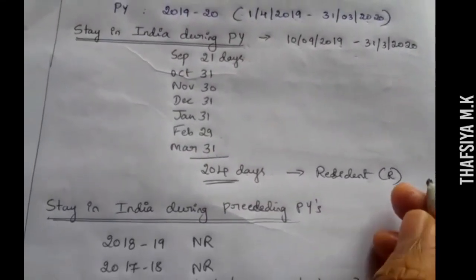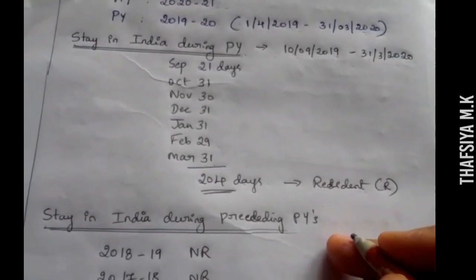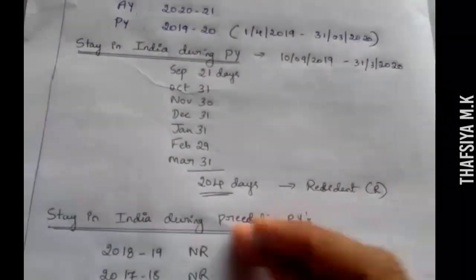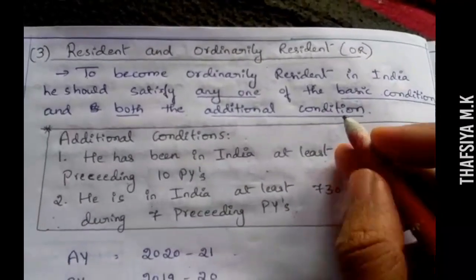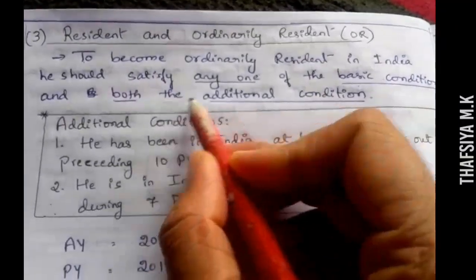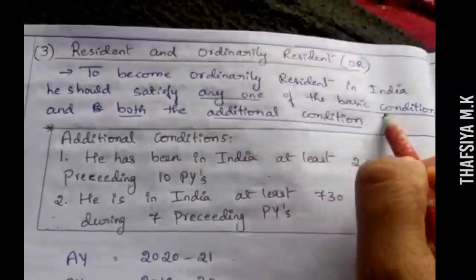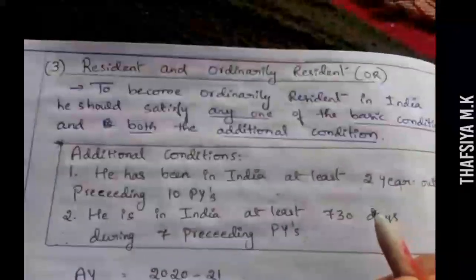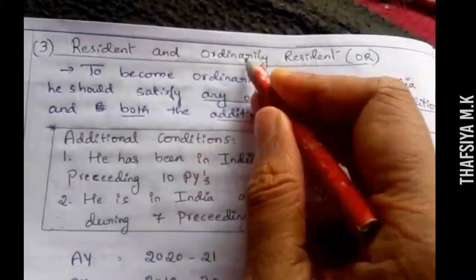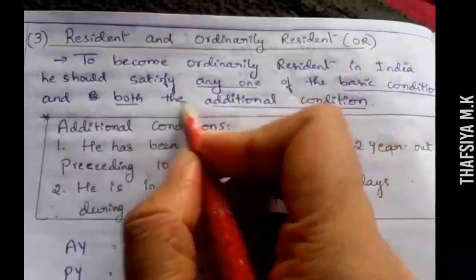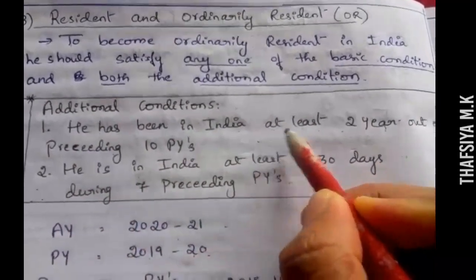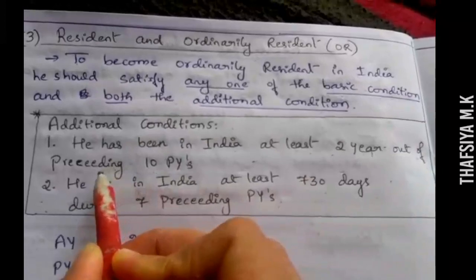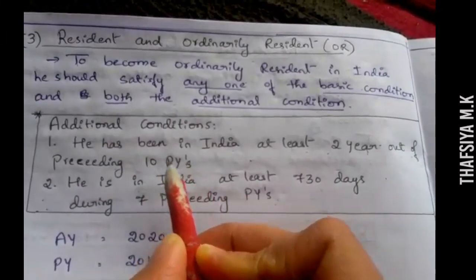Next, we need to find whether he is an ordinarily resident or not ordinarily resident. For that, again we will recall the conditions. For an individual to become an ordinarily resident, he must satisfy both the additional conditions. He has satisfied the basic condition, so he has become a resident in India in the previous year. To become an ordinarily resident, he must satisfy both the additional conditions. So let me read out this additional condition. He has been in India at least 2 years out of the preceding 10 previous years. So we have to take 10 previous years.